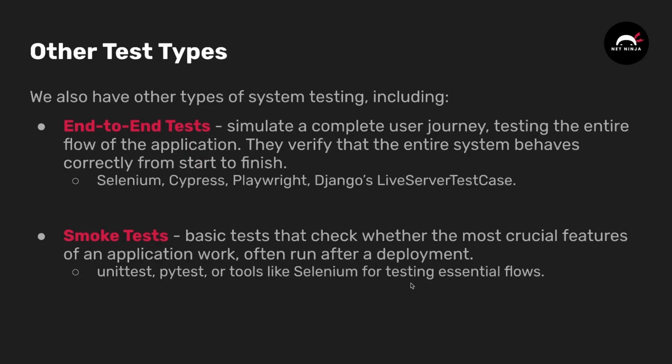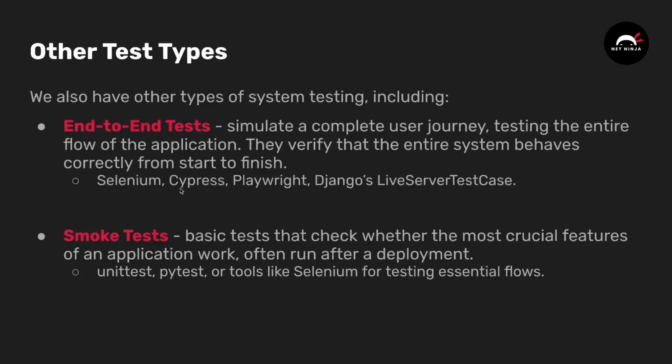Now, in this series, we're going to focus on unit and integration tests, but there are some other types of tests as well. For example, end-to-end tests. And these are going to simulate a complete user journey through the system, and they're going to test the entire flow of the application. So the goal of end-to-end tests is to verify that the entire system behaves correctly from start to finish.